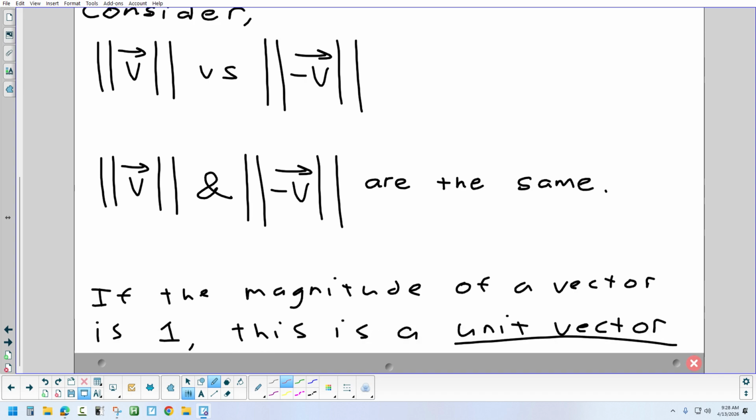So if a vector happens to have a length of 1 unit, that vector is called a unit vector. We're using the word unit there the same way we used it when we did unit circle. We talked about a circle with a radius of 1. We're talking about a vector with a length of 1. It's called a unit vector. And we're going to talk a lot about unit vectors tomorrow.